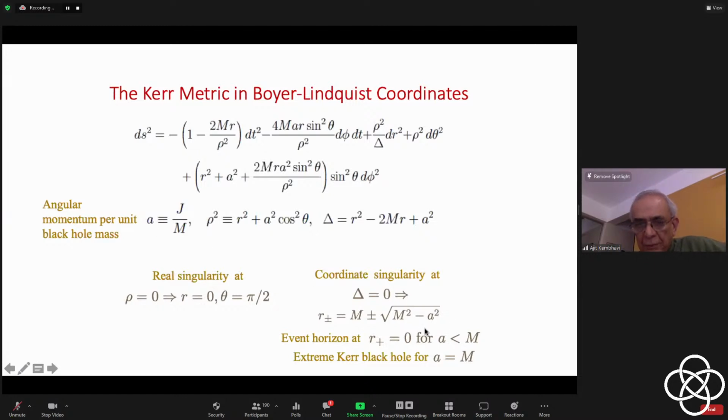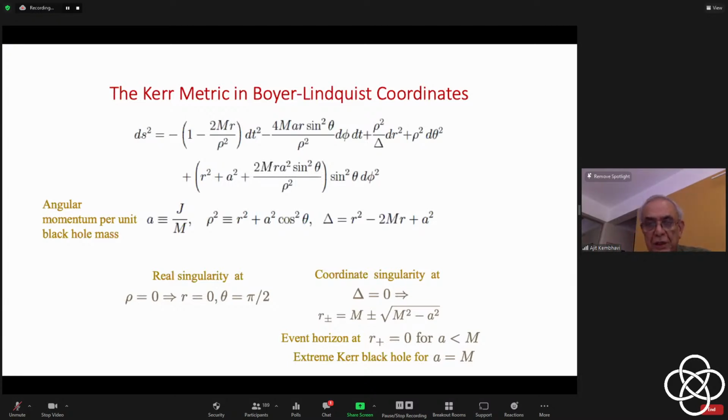When A by M, I'm sorry, A by M is equal to 1, which means M is equal to G. M is equal to G. So you see, then what happens when A is actually greater than M? I have not put that condition here. I have not put this in the metric. Which means that solutions with A greater than M are also possible. A greater than 1 are possible.